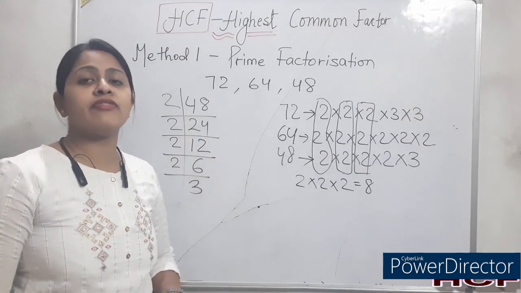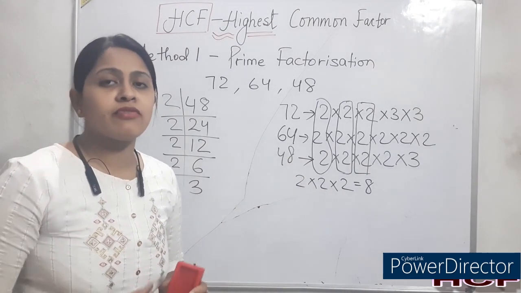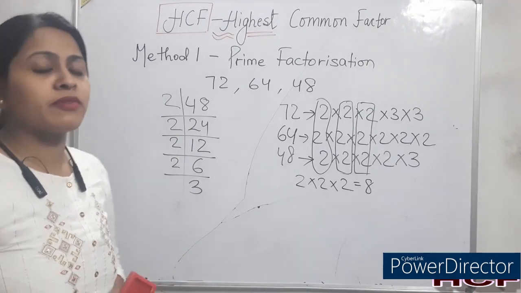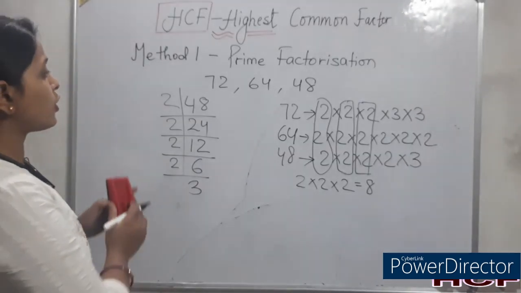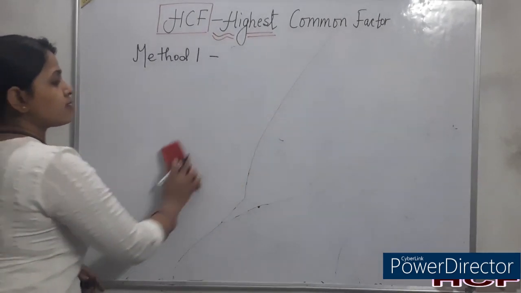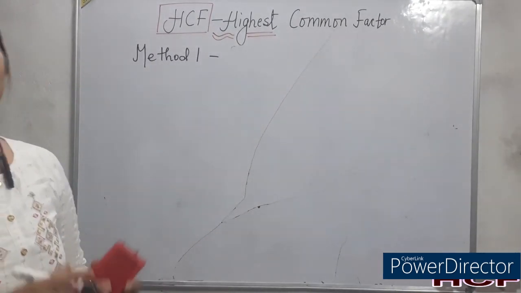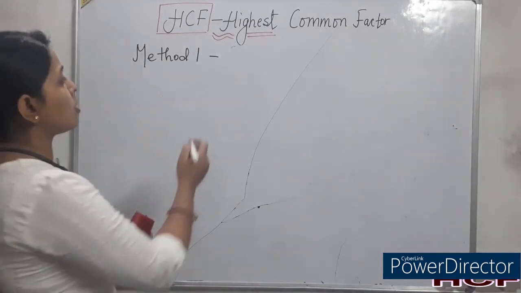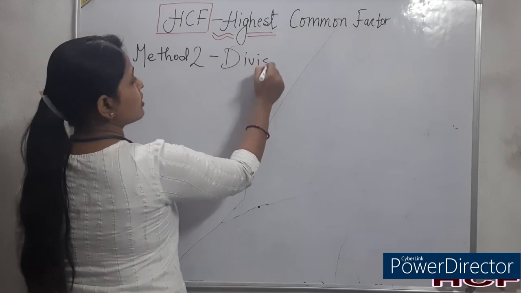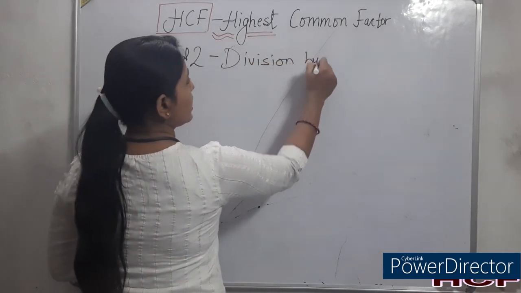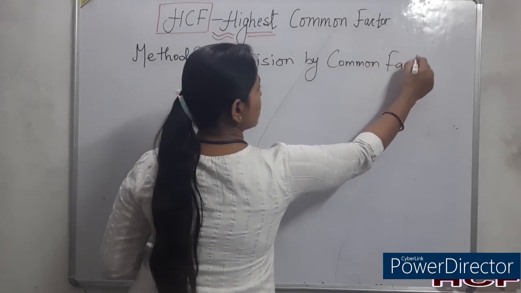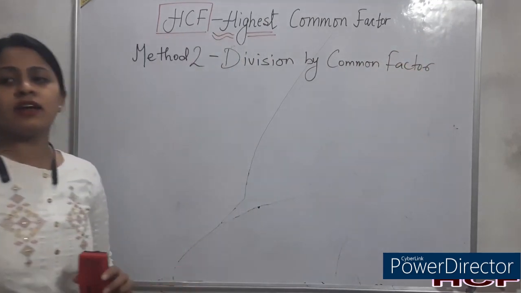And here we have applied the prime factorization method. Okay. Let's see what the second method to find the HCF is. Second method is dividing by the common factor. Method 2 is division by common factor.